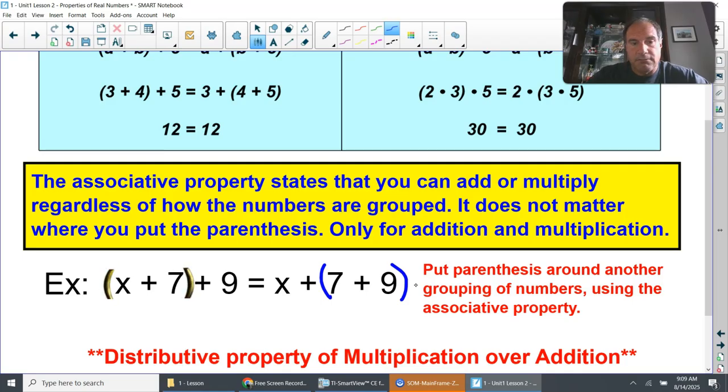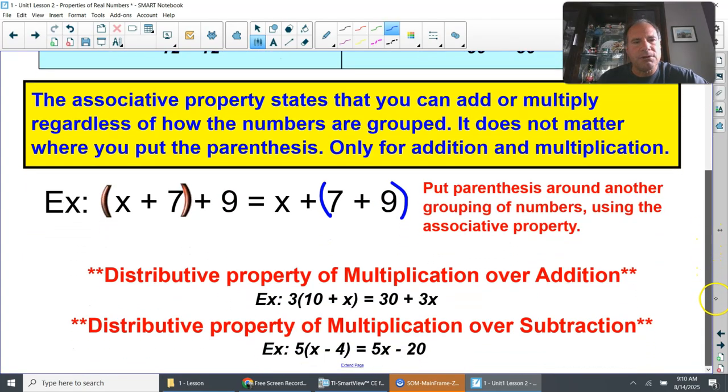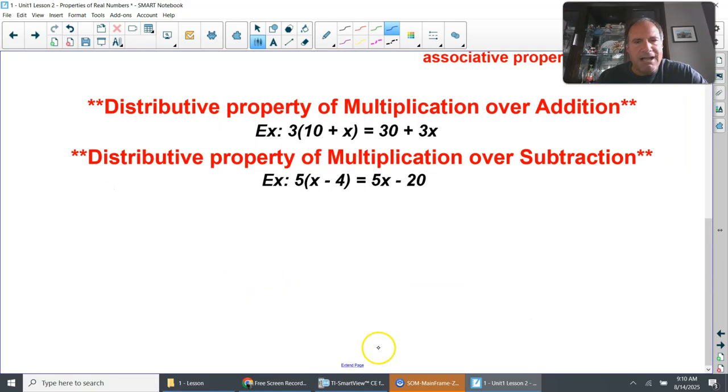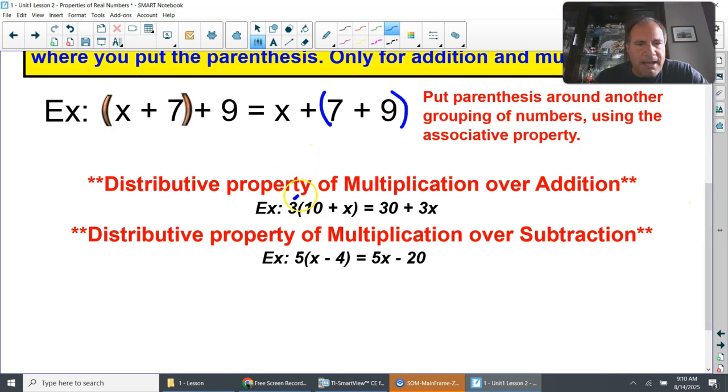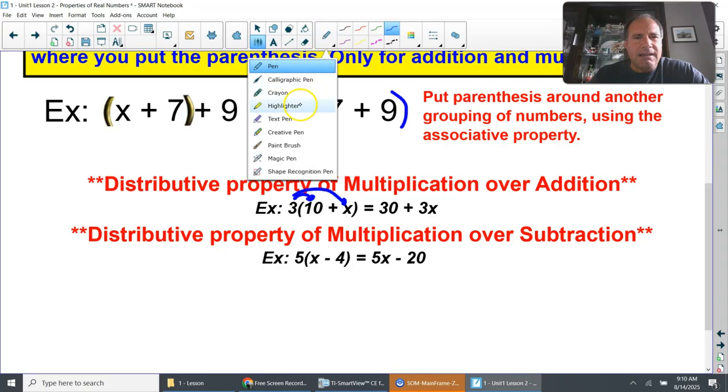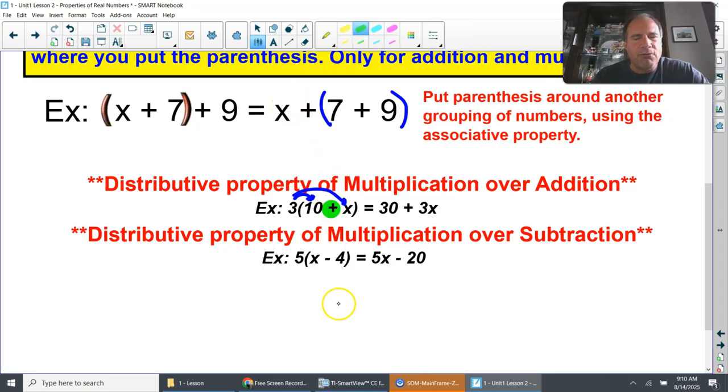And that's it. So this would be the same, equal the same thing, according to associative property. The distributive property of multiplication over addition is very important. They do mention it a lot. It's basically when you're distributing, you're talking about multiplying the number on the outside of the parentheses by the terms inside the parentheses. 3 times 10 and 3 times x. So this right here is addition, and that's why it's called multiplication over addition.